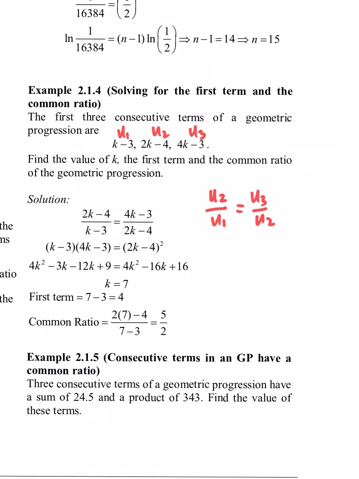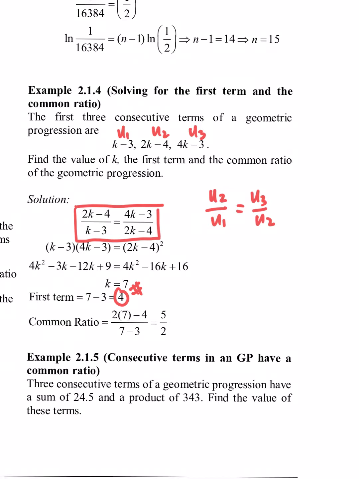Okay, so forming this equation, I can manipulate the equation and solve for k. k is equal to 7. Once I obtain k, I will be able to find the first term, which is equal to 4.